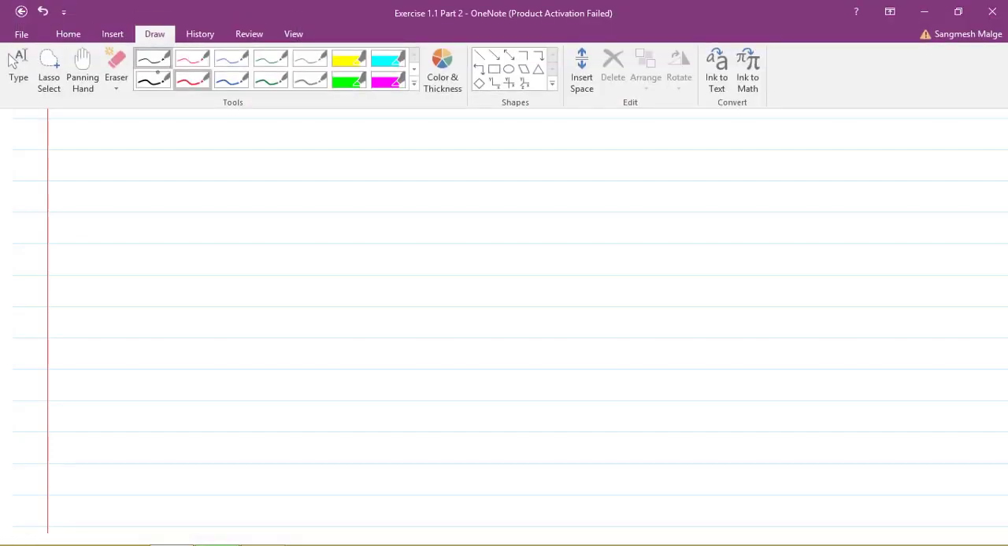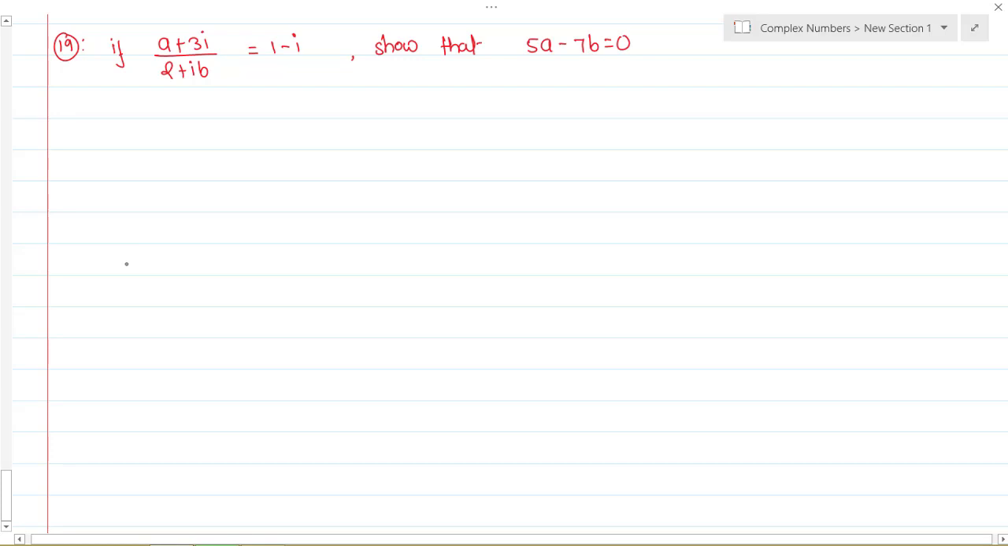Okay, so the next question is, if a plus 3i upon 2 plus ib equals 1 minus i, then we have to show that 5a minus 7b equals 0. So we have to show this 5a minus 7b equals 0.